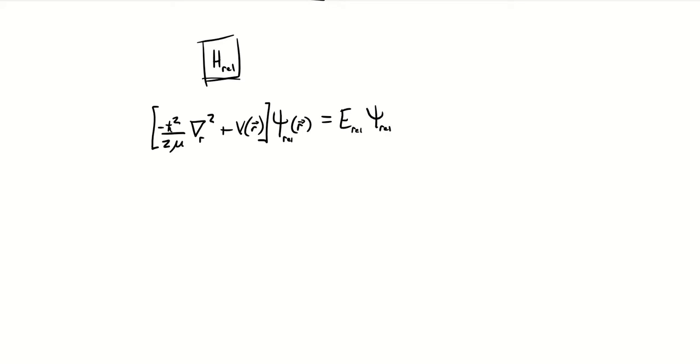Our goal now is to solve the energy eigenvalue equation for this, which in the position representation is just going to be negative h bar squared over 2 times that effective mass, the gradient with respect to those relative coordinates squared, plus the potential, which depends only on that relative coordinate, operating on what we've been calling our relative wave function, which only depends on r. That's going to equal the energy of this relative part of our system times that wave function again.